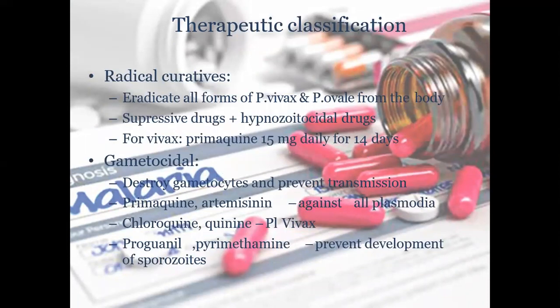Then radical curatives eradicate all forms of Plasmodium vivax and Plasmodium ovale from the body. Suppressive drugs plus hypnozoiticidal drugs for vivax, primaquine 50 mg daily for 14 days. And gametocidal drugs destroy the gametocytes and prevent the transmission. The drugs used in this case are primaquine, artemisinin against the Plasmodium species, and chloroquine, quinine against Plasmodium vivax. Proguanil, pyrimethamine prevent development of sporozoites.